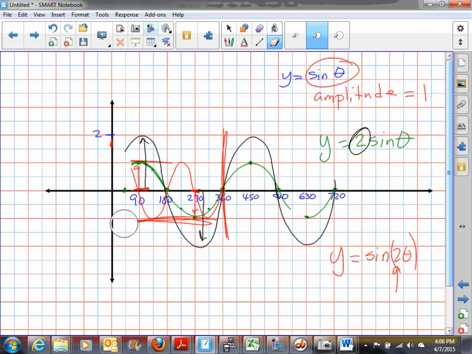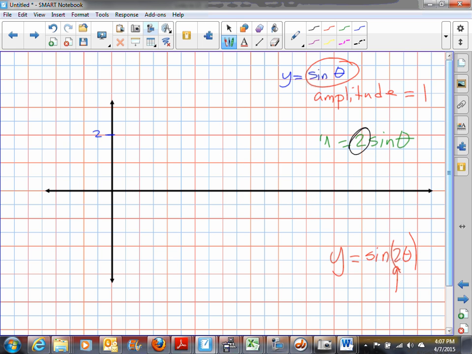Let me see if I can go ahead and just do this again for you. Put a little too much in there perhaps. So this is 90, 180, 270, 360, 540, 630, 720. Okay, so the basic sine graph starts at the origin, and it does this. And it repeats that over and over and over again.